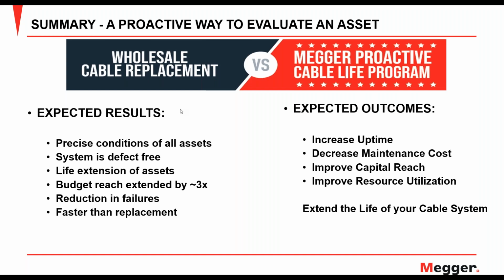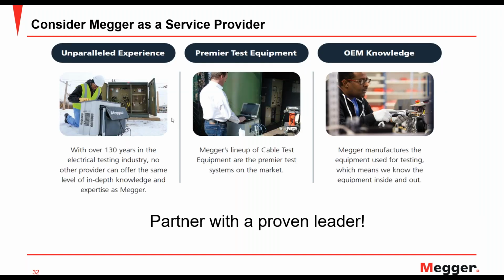So your expected outcomes are going to be increased uptime and decreased maintenance cost. You're going to improve your capital reach, as we showed in the example, 2.5 times. Improve resource utilization: your crews and crew days are required to replace only those cables that require some form of rehabilitation, only those are touched. So you're actually improving resource utilization. And then looking at the impact model, you know where to send those crews first, based on risk and impact of failure. So looking to extend the life of your cable system.